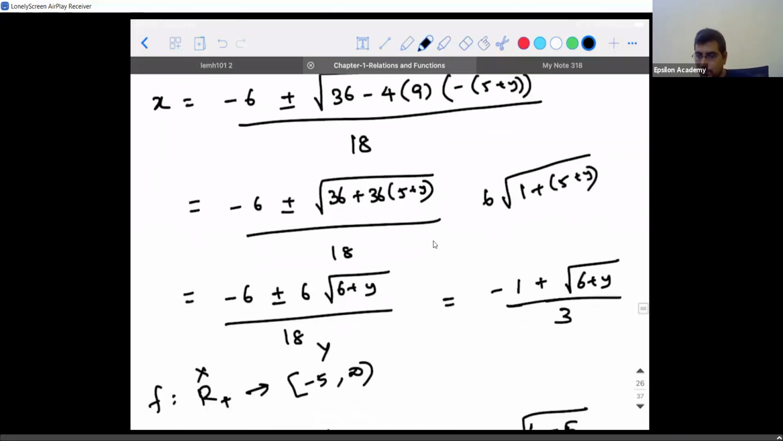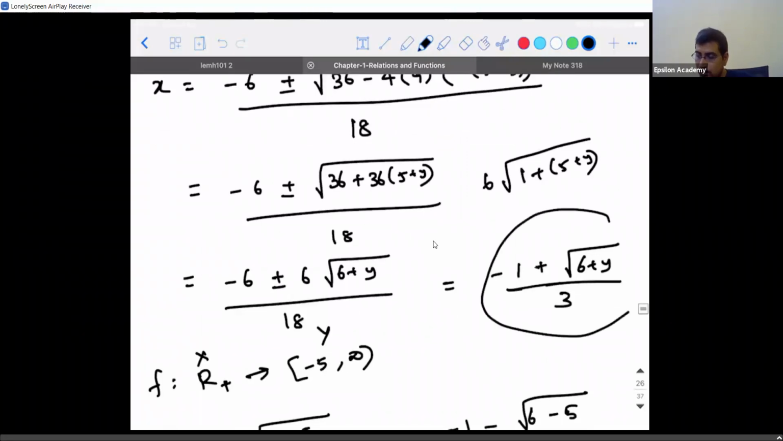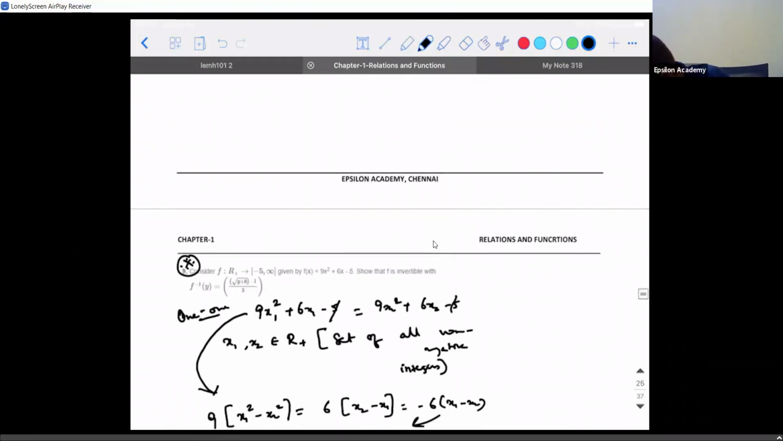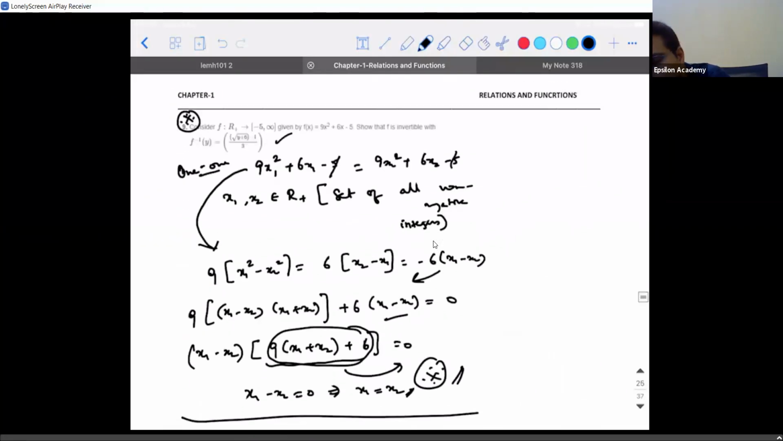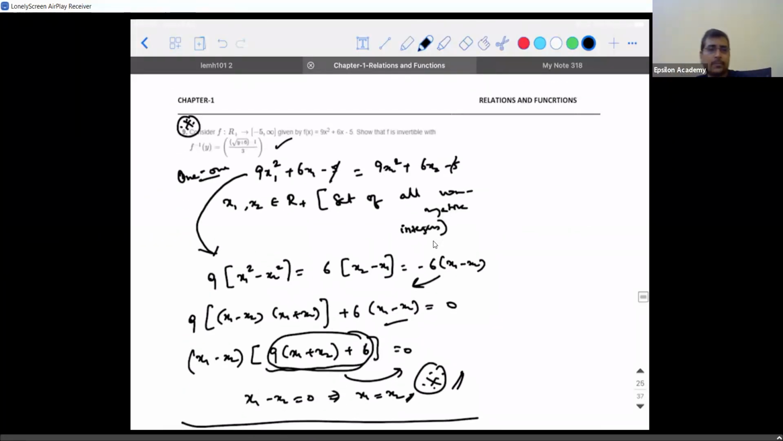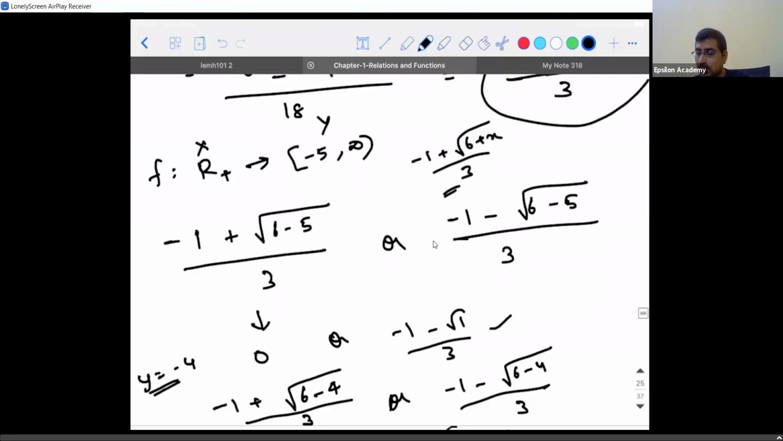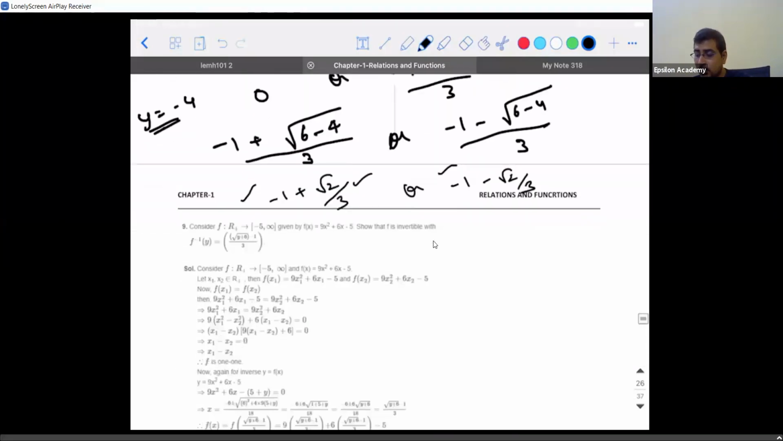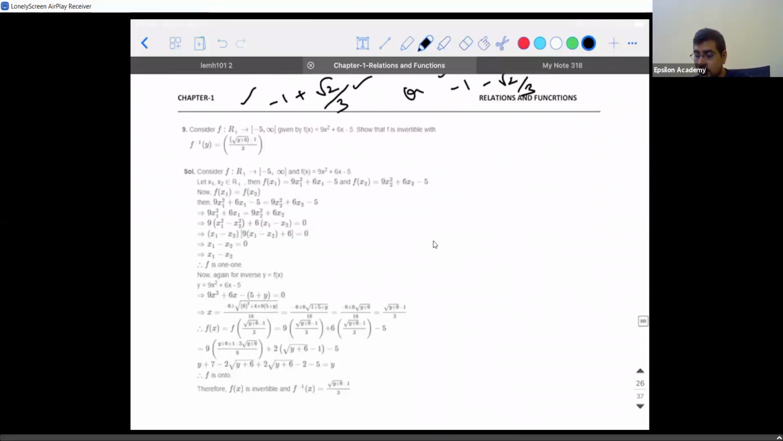What is the inverse? Whatever you are getting as the value of x in terms of y, that is the inverse. So (-1 plus root of 6 plus x)/3 is the inverse. That's what they would have asked you to do also. (-1 plus root of y plus 6)/3. Surya, are you able to understand or not? Yes, sir.